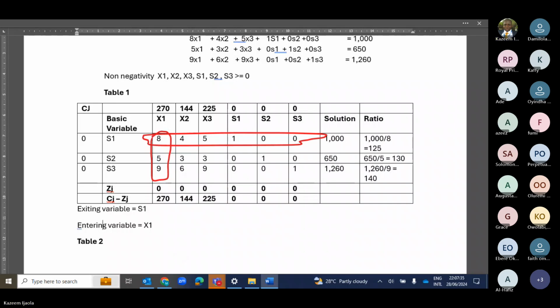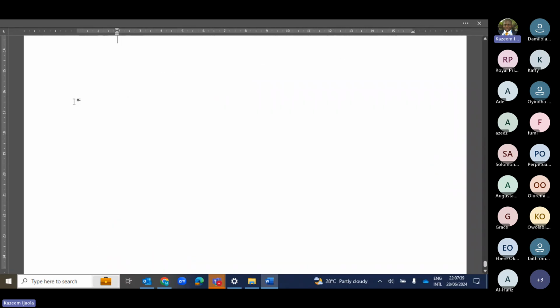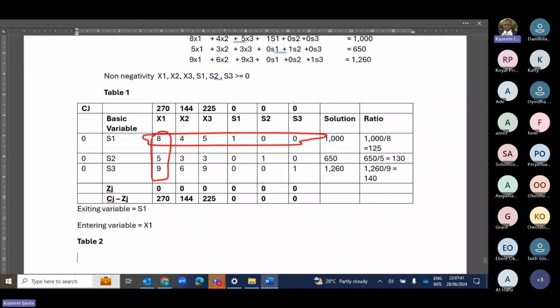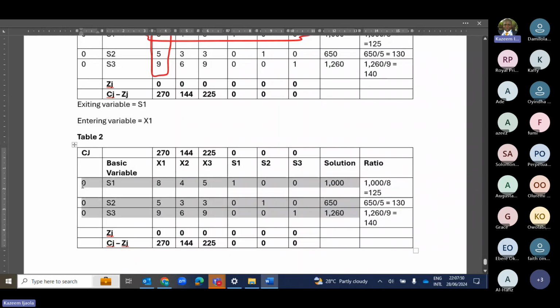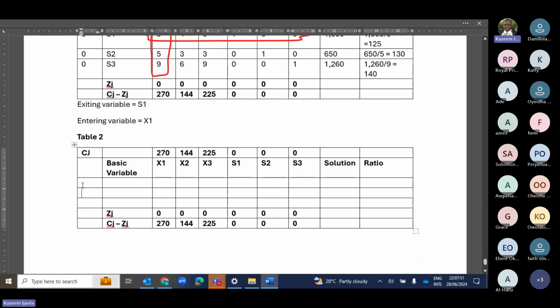Table 2. So in table 2 now, you can just copy and paste like this in your book, the way I'm doing it on the system. I copy and paste fast. That technology, you can just copy and paste like this easily. Because in your book, you have to rewrite everything one by one.